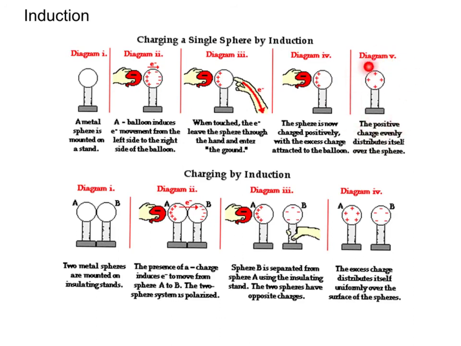Then I remove the finger, leaving positive charge on that sphere, and that positive charge evenly distributes itself throughout that sphere. The second way of charging by induction involves using two initially uncharged metal spheres on insulated stands. Again, a charged object, such as this charged balloon, is brought near one of those two objects, causing those electrons, those negative charges, to move from one sphere all the way to the other side of the second sphere. Then, if I grab the insulated stands, move the two spheres away from each other, and then remove the charged balloon, I end up with a positive charge on the left-hand sphere and a negative charge on the right-hand sphere.